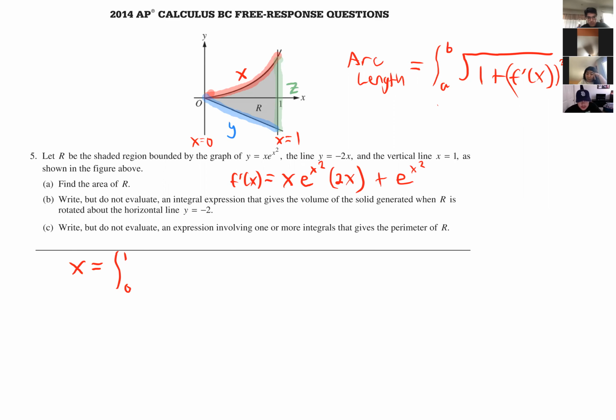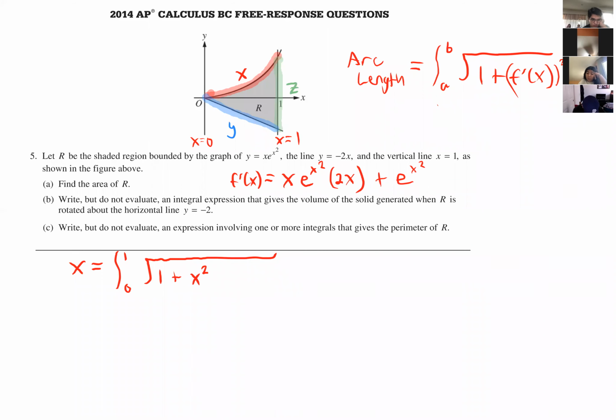So to find x, it's going to be the integral from 0 to 1 of the square root of 1 plus, then you have your derivative. Is this a calculator question? Oh no, it says don't solve, okay.